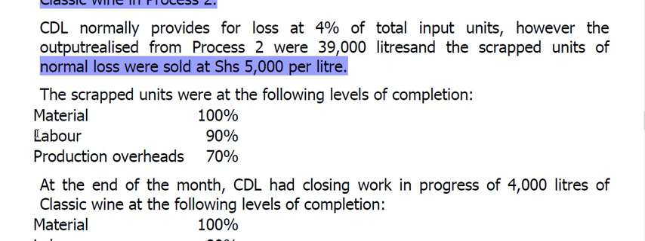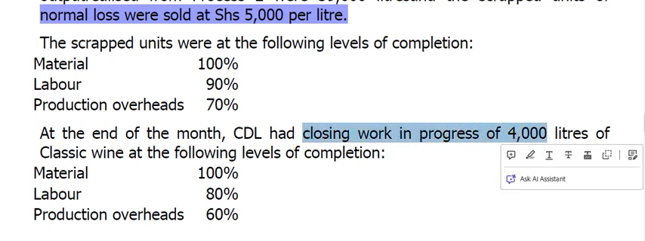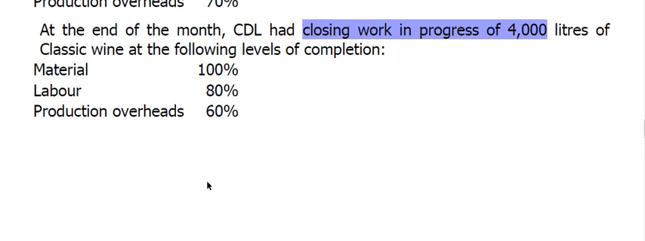The scrapped units were at the following levels of completion. The scrapped units, that is the loss units that were sold off, had these levels of completion: materials 100%, labor 90%, then production overheads 70%. This is data for the stage of completion of the scrapped units. At the end of the month, CDL had closing work in progress of 4,000 liters of Clask Wine at the following levels of completion: materials 100%, labor 80%, production overheads 60%. Those are the levels of completion for the closing work in progress.